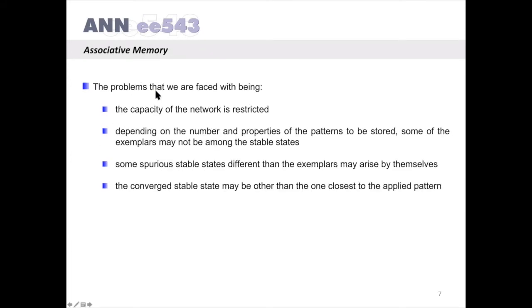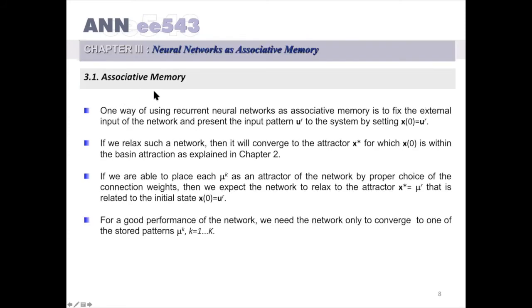The problems that we are faced with are: the capacity of the network is restricted, depending on the number and properties of the patterns to be stored. Some of the exemplars may not be among the stable states. Some spurious stable states, different from the exemplars, may arise by themselves. The converged stable state may be other than the one closest to the applied pattern. Now we are considering neural networks as associative memory.